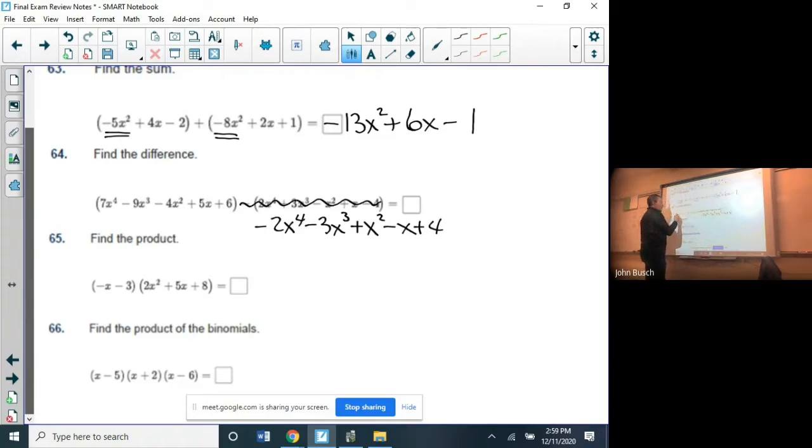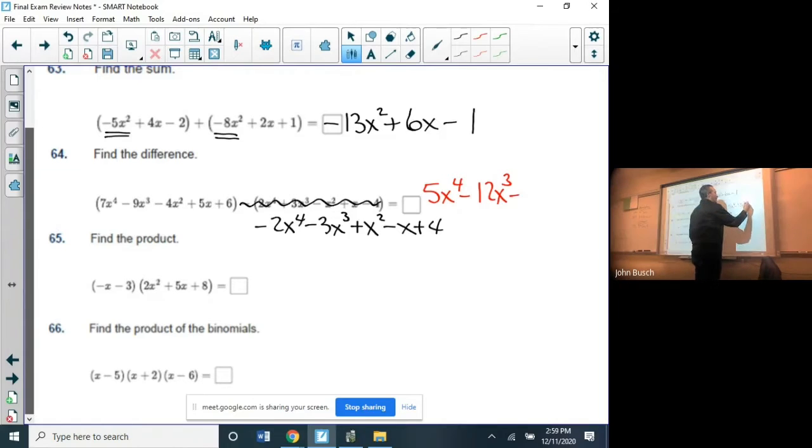Now the like terms, for x to the fourth, positive 7, negative 4, those add up to positive 5x to the 4. For x to the third, negative 9 and negative 3, it's negative 12x to the third. And the x squared is negative 4x, positive 1x, negative 3x. And then the plain old numbers without any x's at all. Positive 6, positive 4, plus 10.